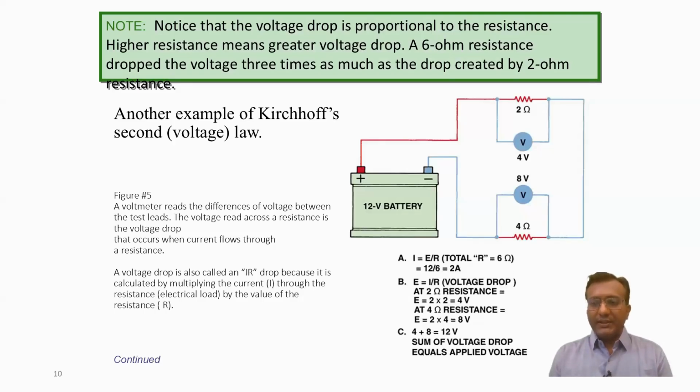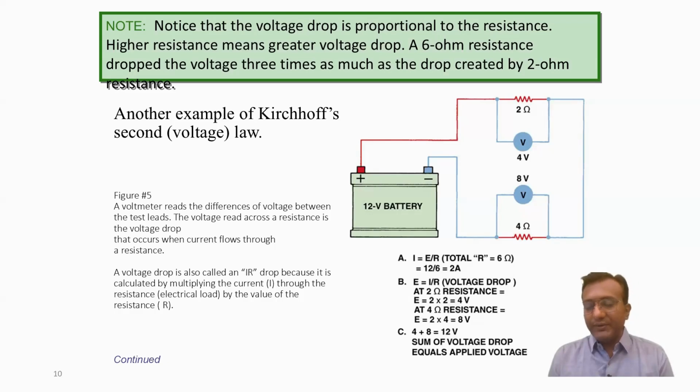Now consider another problem with a 12-volt battery which is supplied with two loads connected in the circuit. The first load is 2 ohm and the other load is 4 ohm. We have to find the equivalent load of the system, that is 6 ohms, and then calculate the current flowing through it. The current comes around 2 amperes.